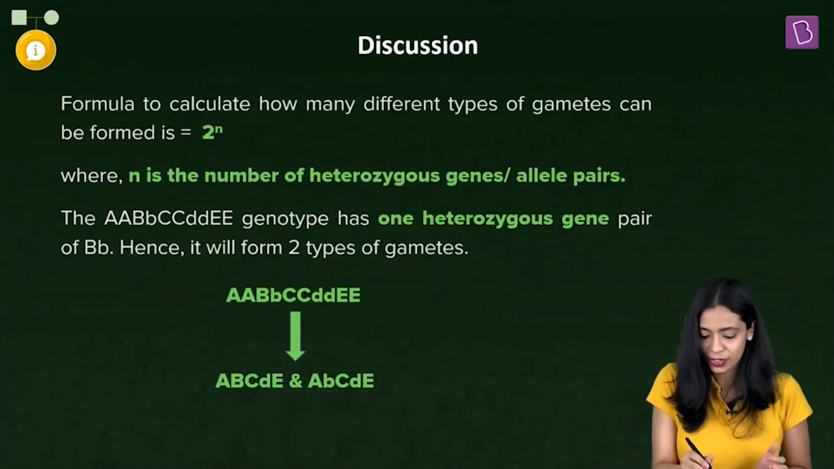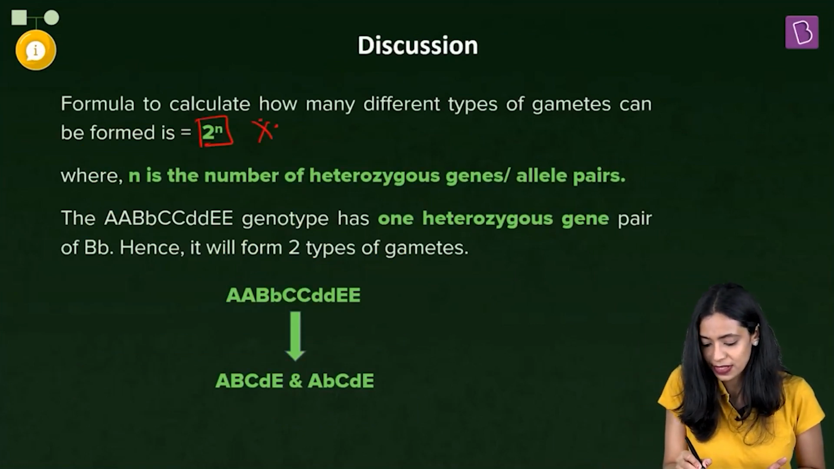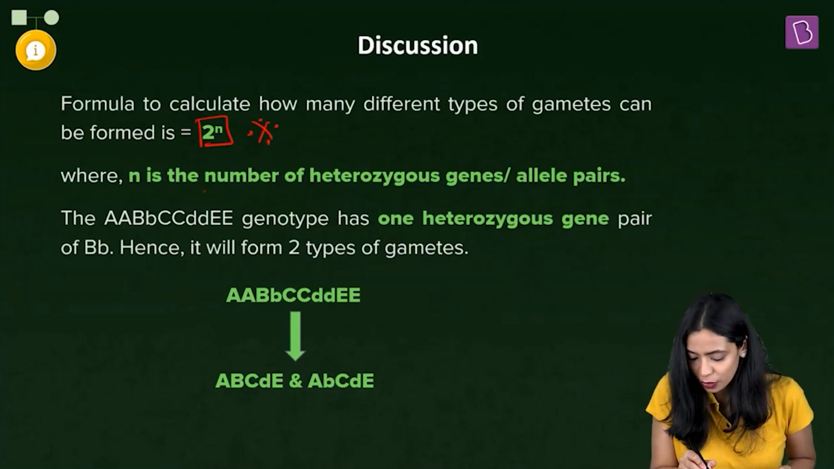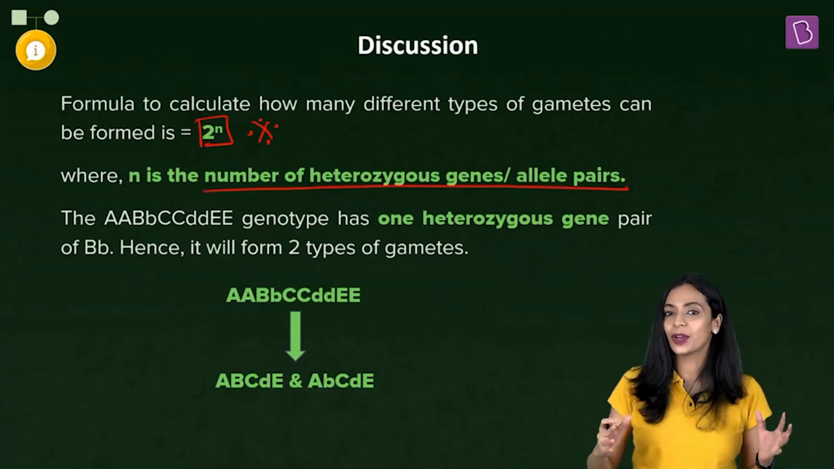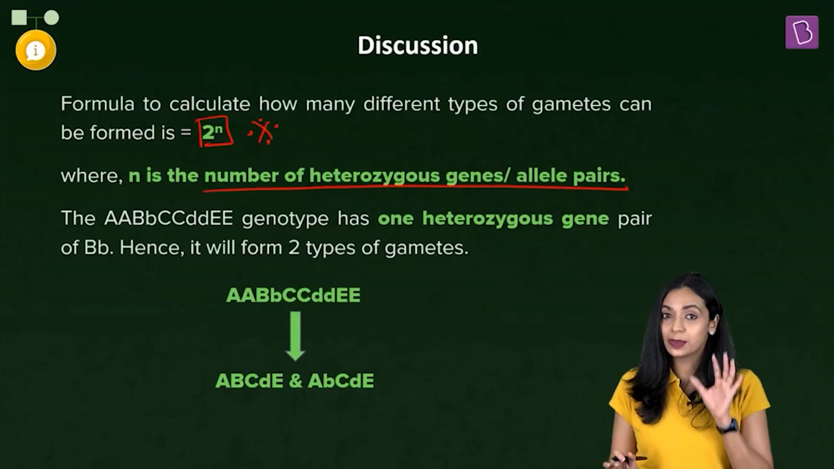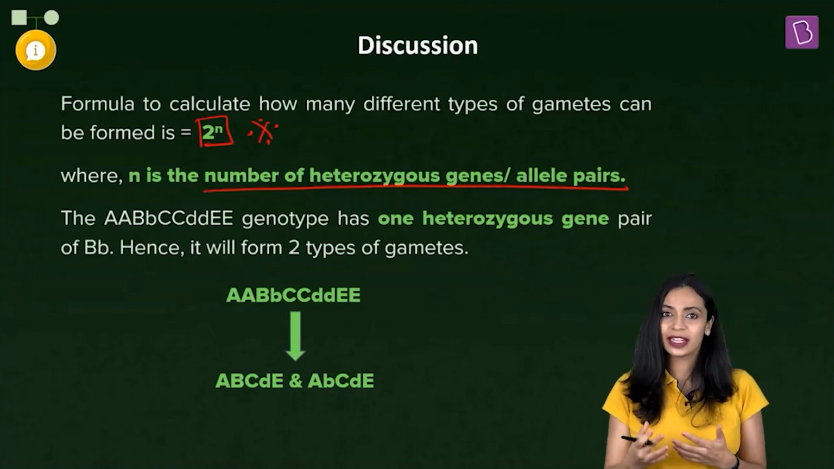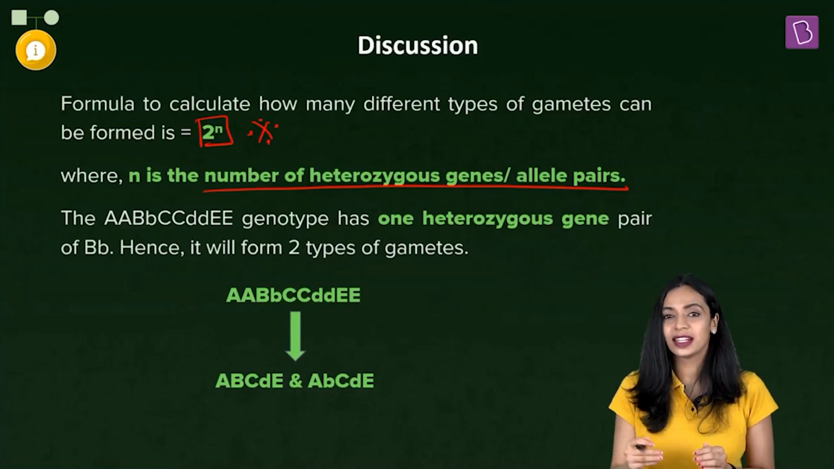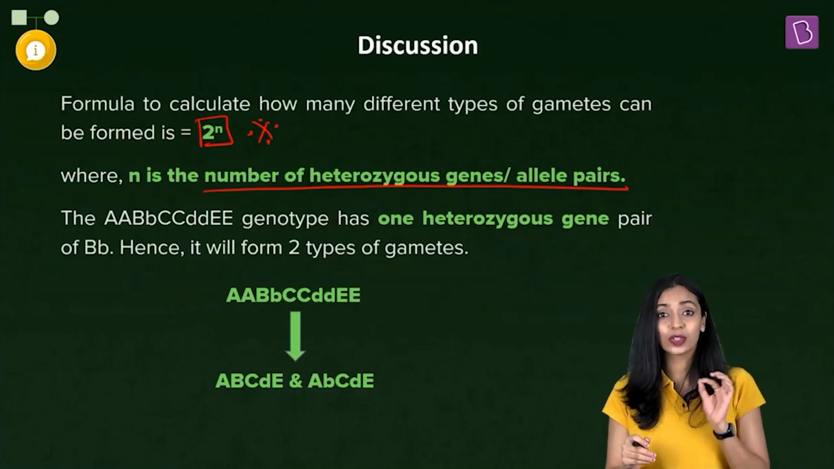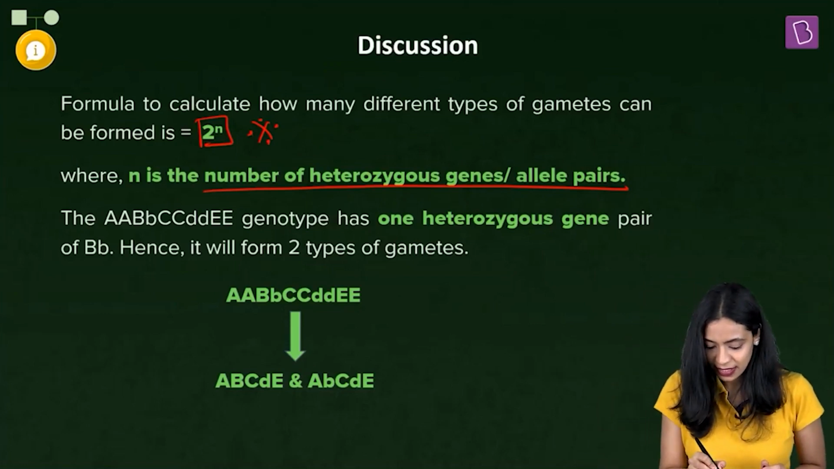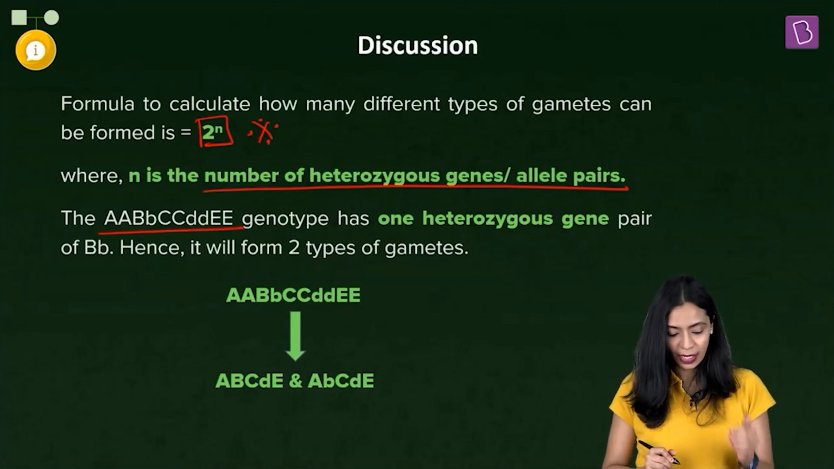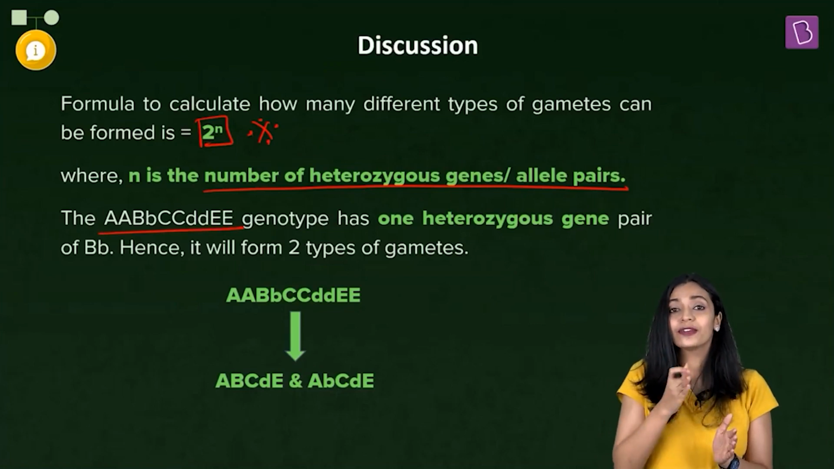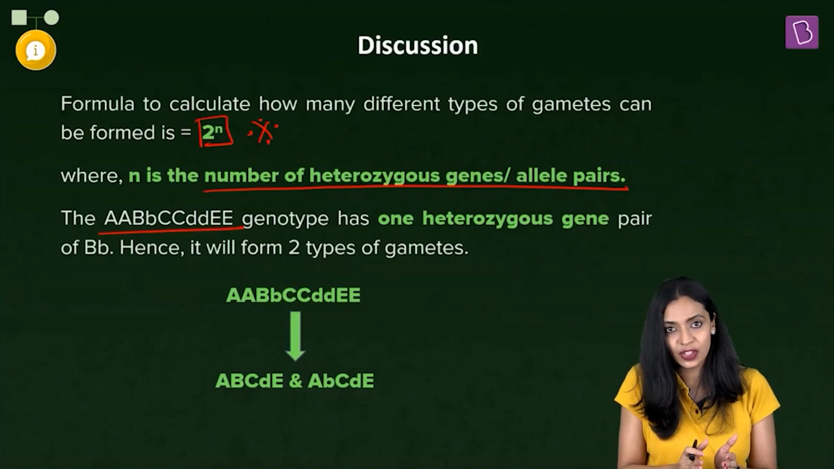The formula is 2 to the power of n. Remember, this is very important. The n here stands for the number of heterozygous genes that are present in the given genotype. I'll explain it to you with the help of an example so that it's easy for you to understand. So to explain, I'm going to be considering the genotype that was given in this question, which was option C. So this is the genotype that was given. Now, n here will represent the number of heterozygous genes present in the genotype.